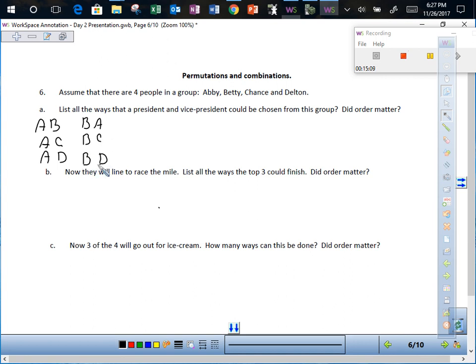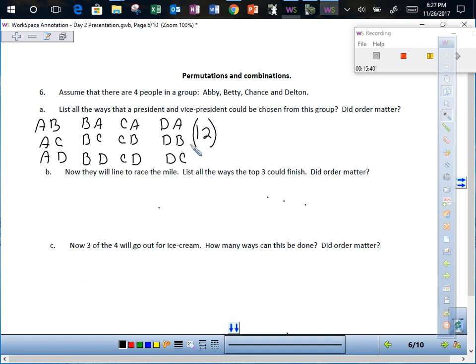Now let's let Chance be president. There could be Chance and Abby, Chance and Betty, Chance and Delton. Now let's go pick on Delton. Delton could be president, finally. Abby could be his vice president, or Betty could be his vice president, or Chance could be the vice president. Well, check this out, 12.